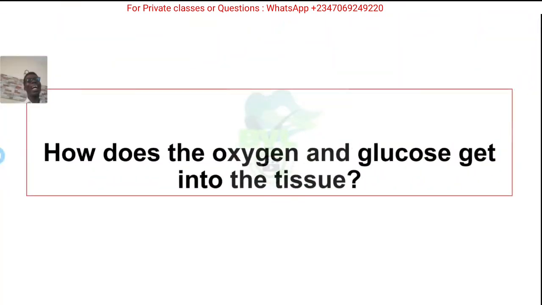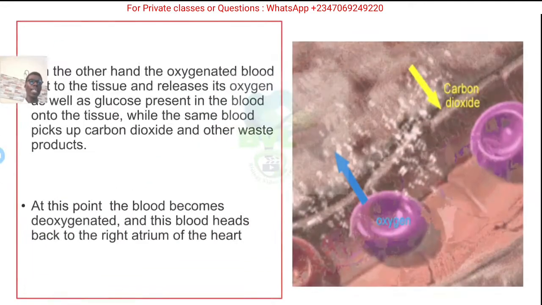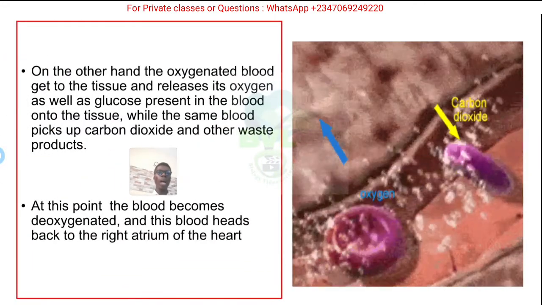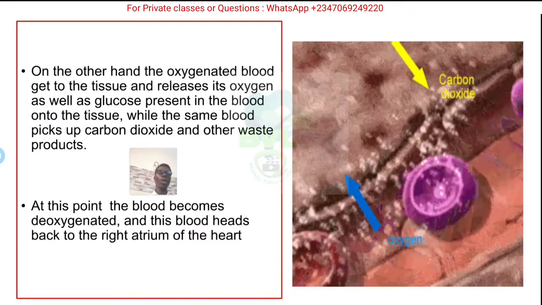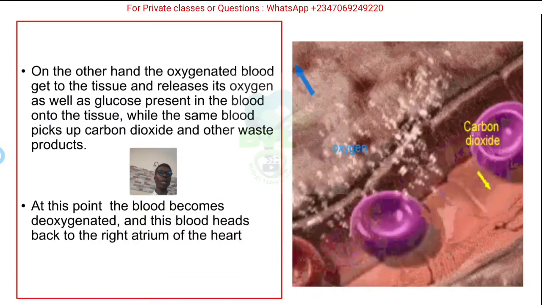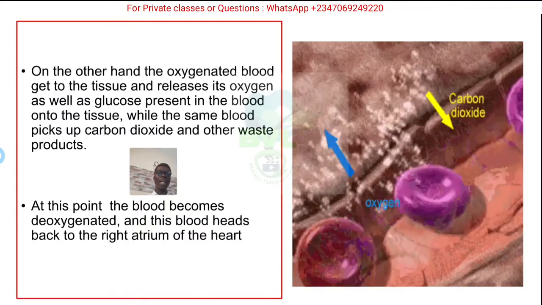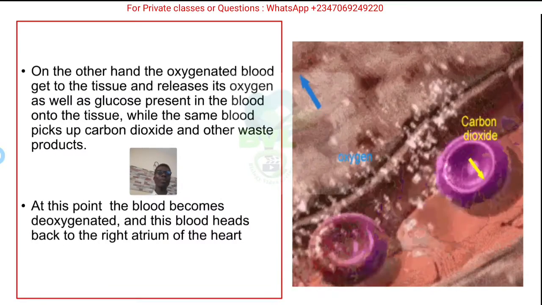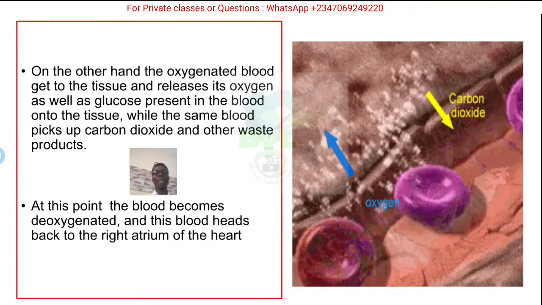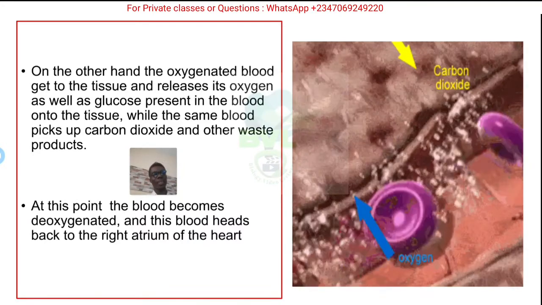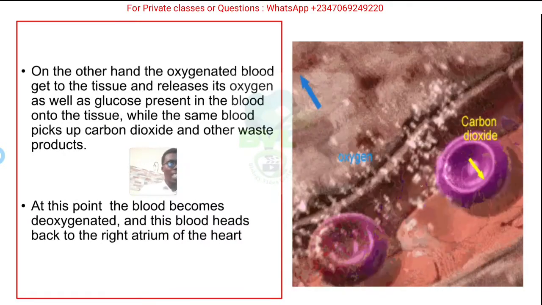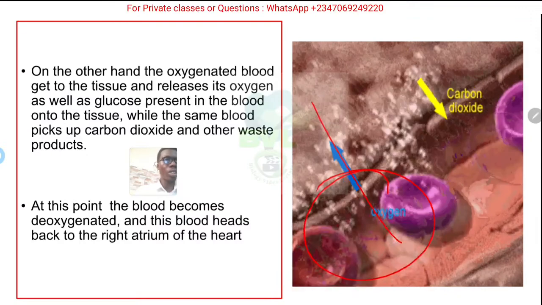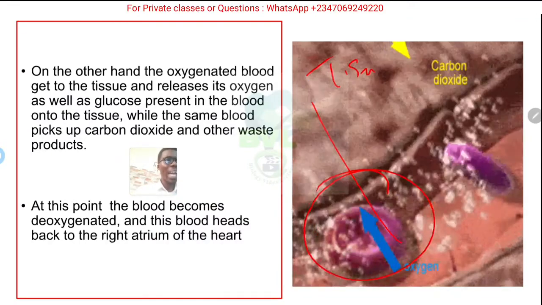So on the other hand, how do the oxygen and glucose get into the tissue of the body? Let's look at that here. The oxygenated blood gets to the tissue and releases its oxygen as well as glucose present in the blood onto the tissue, while at the same time it picks up carbon dioxide. So it means, I love this, it is dropping its oxygen to the tissue. This is the tissue, and the tissue is dropping carbon dioxide.